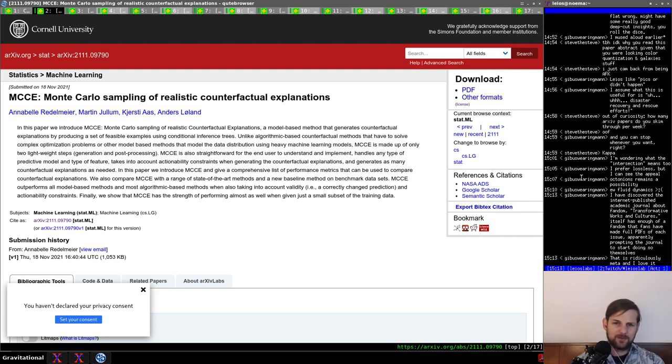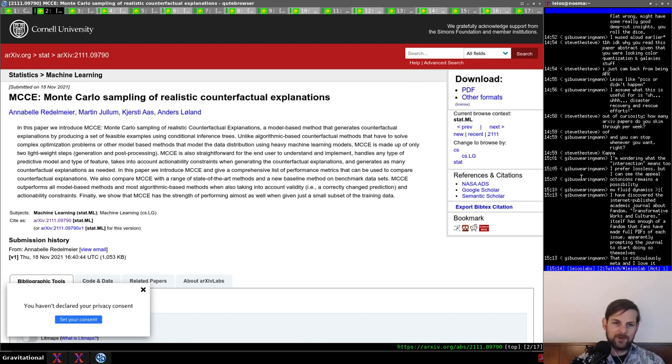using heavy machine learning models, MCCE is made up of only 2 lightweight steps, generation and post-processing. MCCE is also straightforward for the end user to understand and implement, handles any type of predictive model and type of feature, takes into account actionability constraints when generating the counterfactual explanations, and generates as many counterfactual explanations as needed.